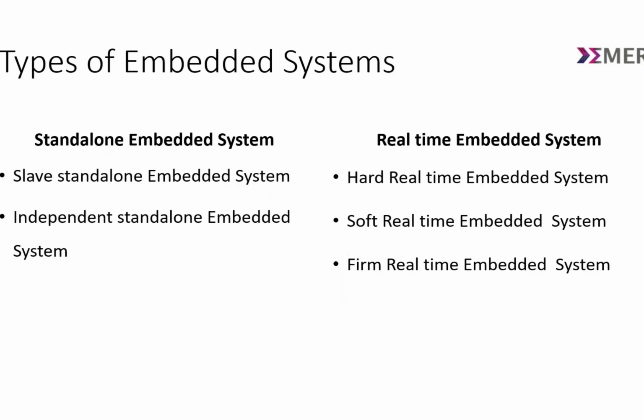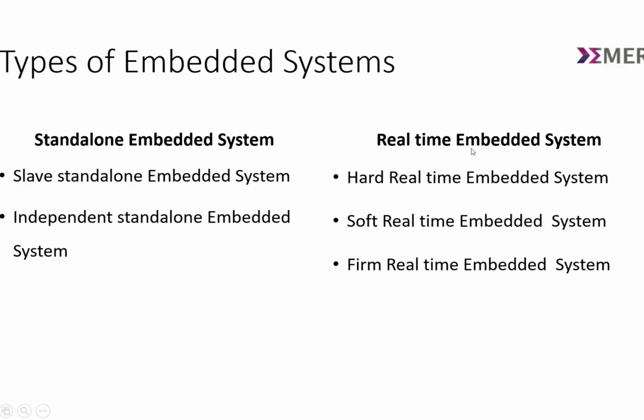There are several types of embedded systems. So we can see here the standalone embedded system. In standalone embedded systems, there are two types: slave standalone embedded system and independent standalone embedded system. A slave standalone embedded system blindly follows the instructions given by the user. An independent standalone embedded system has an intelligent part that will think on its own to perform a specific task without human interference. And next we see the real-time embedded system.